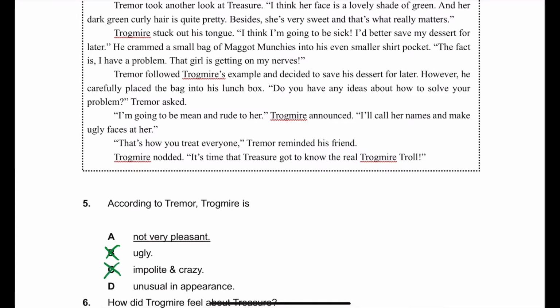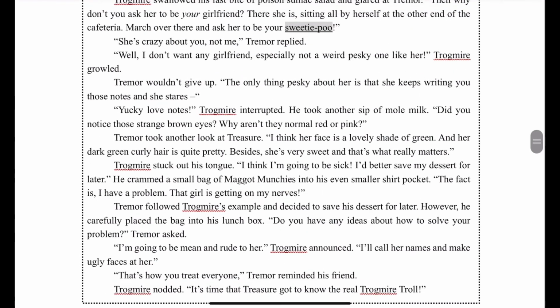Now, to put it lightly, Trugmar is a bit more than just impolite. Trugmar is far more rude, right? And crazy is also a bit of a stretch. It's also a bit of an offensive term, where crazy is actually insulting Trugmar, right? They're not asking us to insult Trugmar. They're asking us to basically state what Trugmar's attitude is like. And unusual in appearance, once again, is not the most defining quality, and also not much of a description, at least.